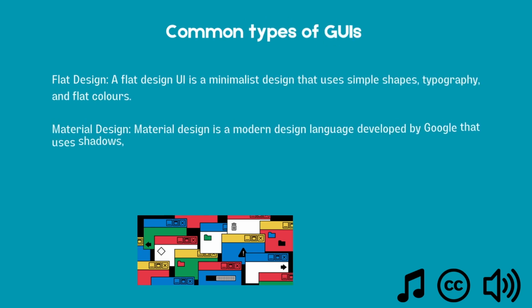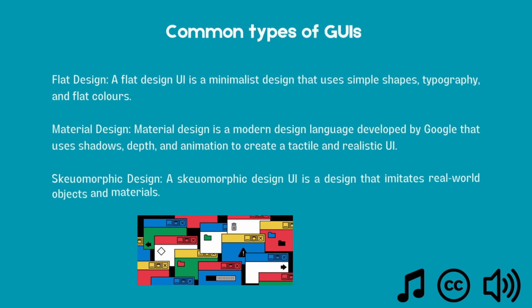Common types of graphical user interfaces. Flat design. A flat design UI is a minimalist design that uses simple shapes, typography, and flat colors. Material design. Material design is a modern design language developed by Google that uses shadows, depth, and animation to create a tactile and realistic UI.